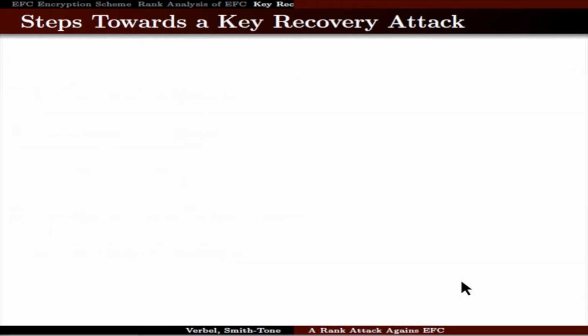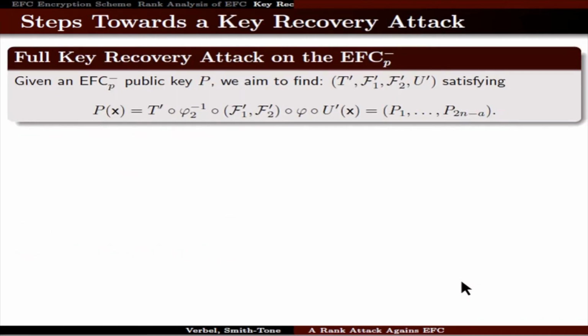Okay, in our recovery step, what we want to do is a key recovery attack. What we should do is, given a public key, find a bunch of maps such that this composition over here is equal to our public matrix. We have to find a map P prime, U prime, and two central maps giving us the public key. And hopefully we want to find such central maps that are easy to invert.